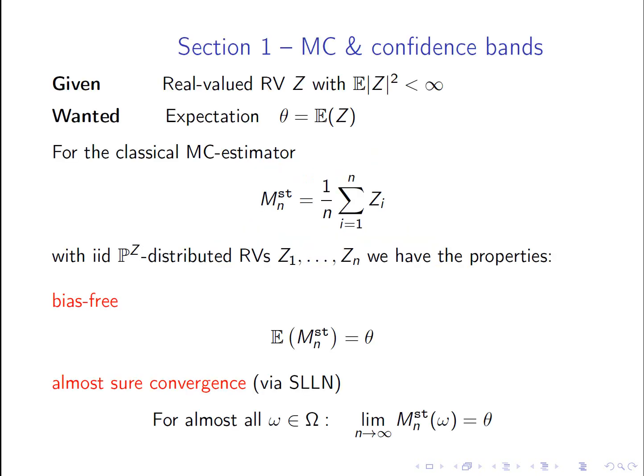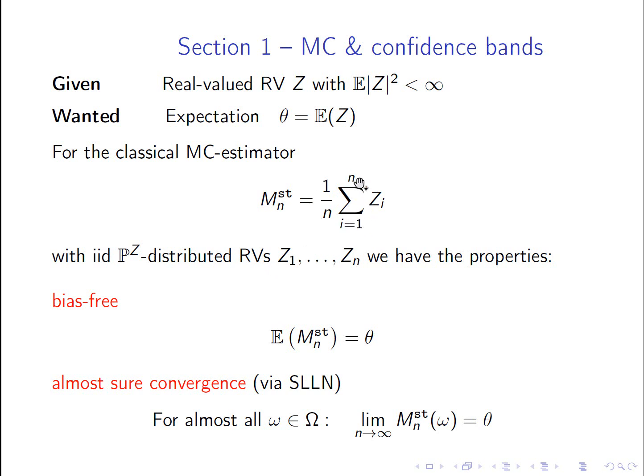So the first topic of today's lecture is Monte Carlo and confidence bands, as I said, and here's our setup. As almost always, we are given a real-valued random variable Z with finite second moment, and we want to compute its expectation. So theta is unknown, and theta is the expectation of Z. And the classical Monte Carlo estimator is like this, as always. So Z_i are IID copies of Z, and then we sum up and average.